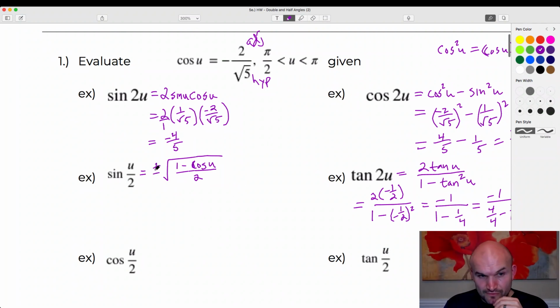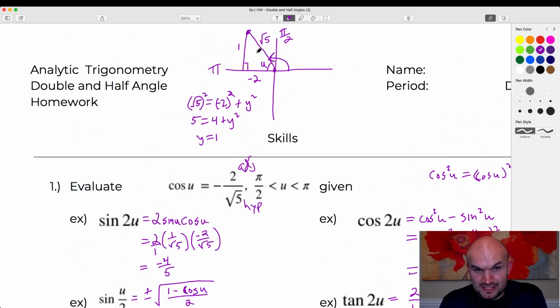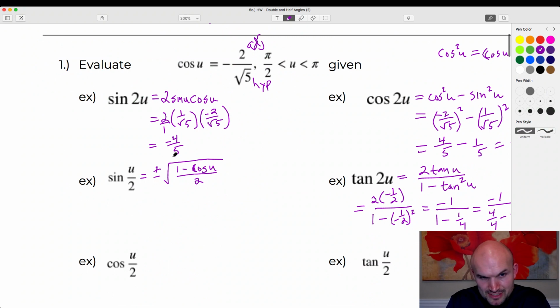And so in this one, since we're going to be dealing with the positive or the half angle, it's going to be positive for sine, which represents the y-coordinate. Obviously, the angle u is still going to be positive here, even if you divide it by 2, because it's still in the first or the second quadrant. So we're only going to use the positive form here.